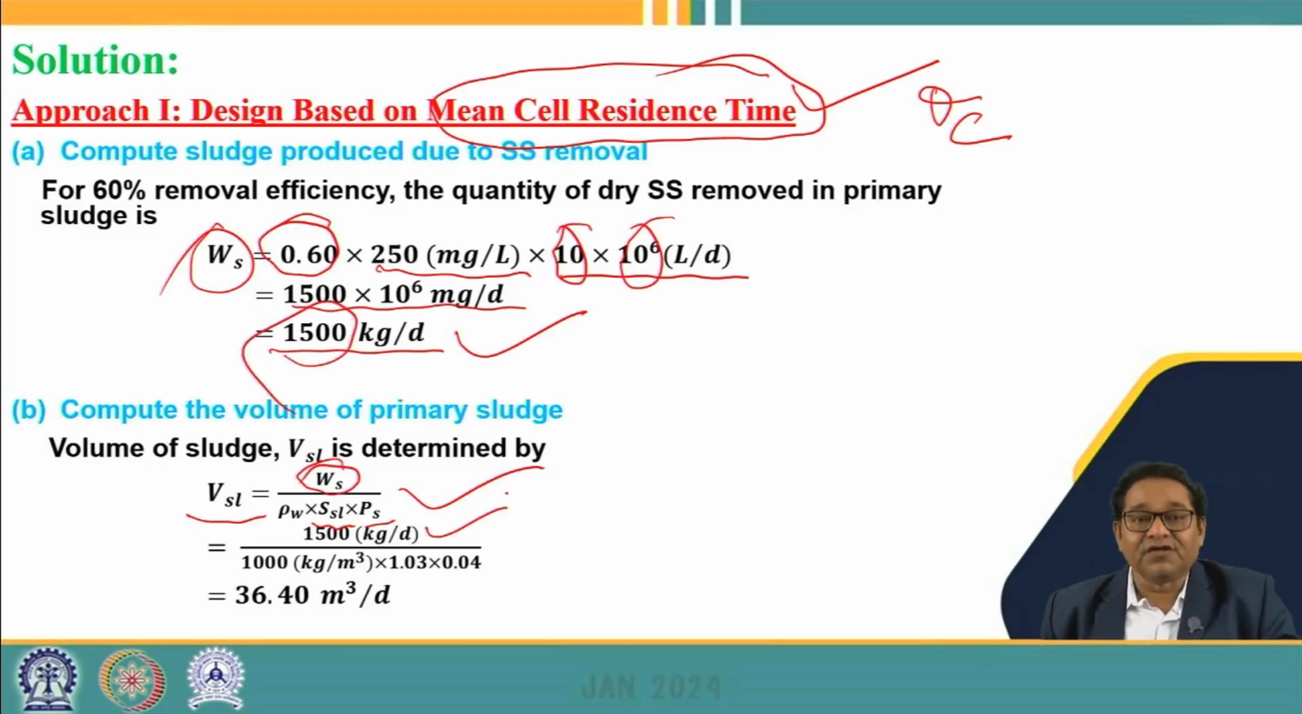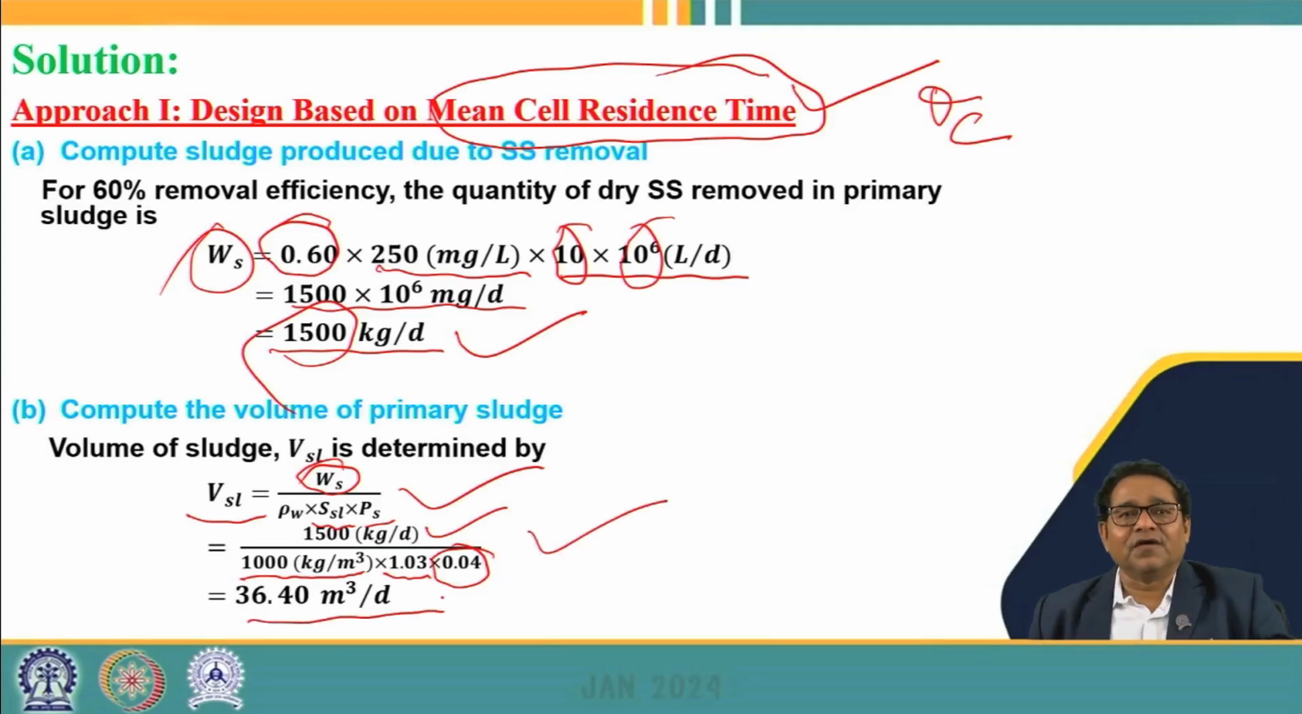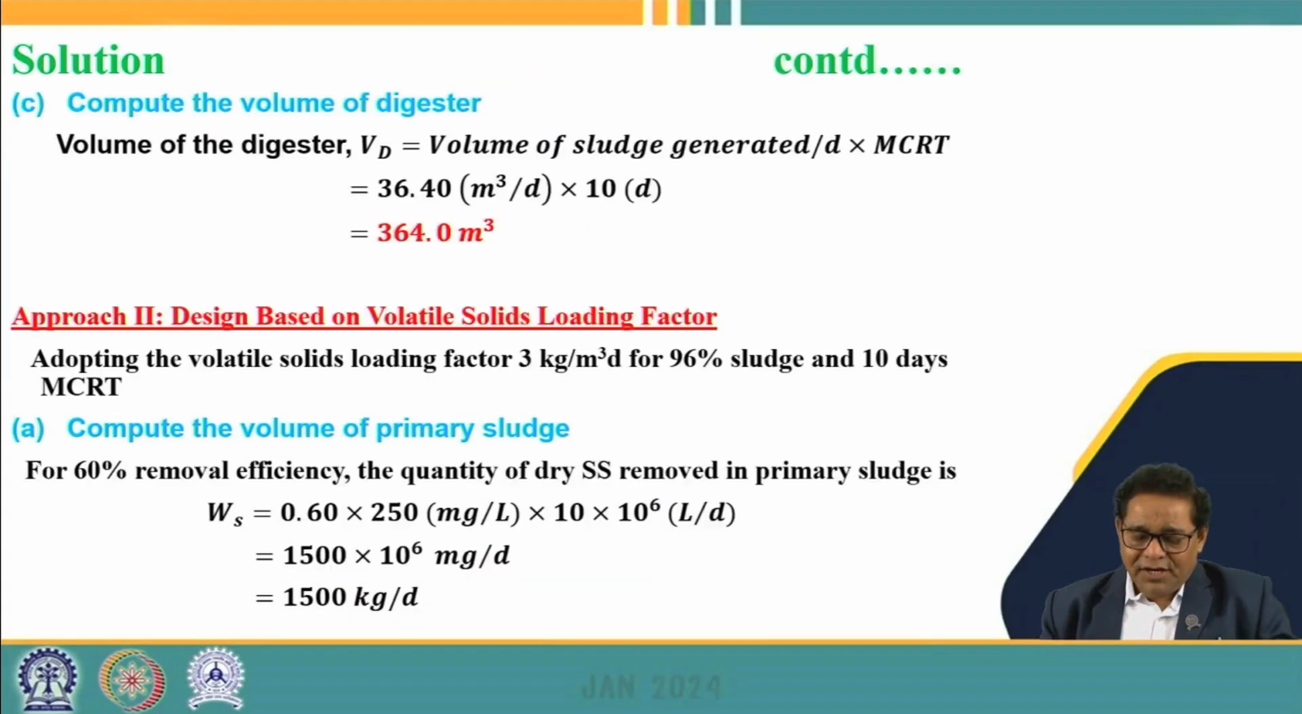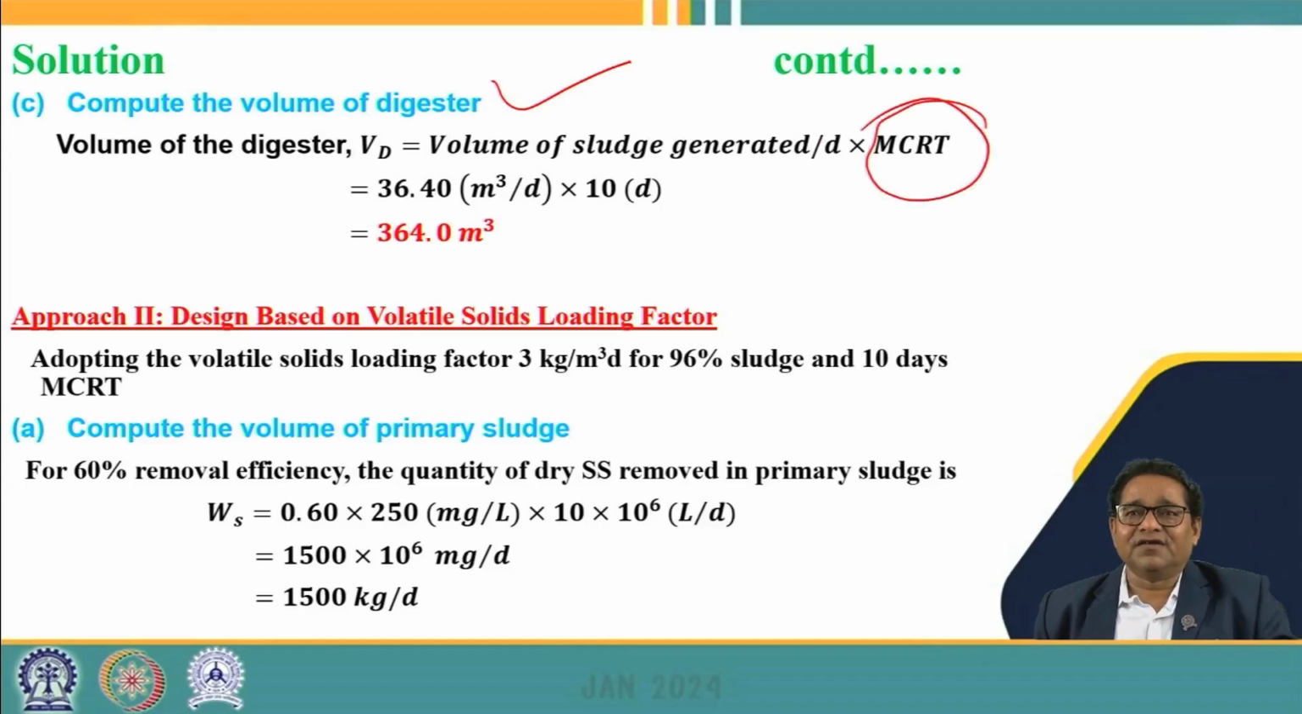If we put this value here, and this is the density of the water, which is 1000 kg per meter cube, this is the specific gravity of the raw sludge, which is 1.03, and this is the percentage of solids, which is 4% in the raw sludge. By putting all these values, we get this much volume of sludge produced per day. Now to calculate the volume of the digester, multiply with the MCRT value, which is the mean cell residence time.